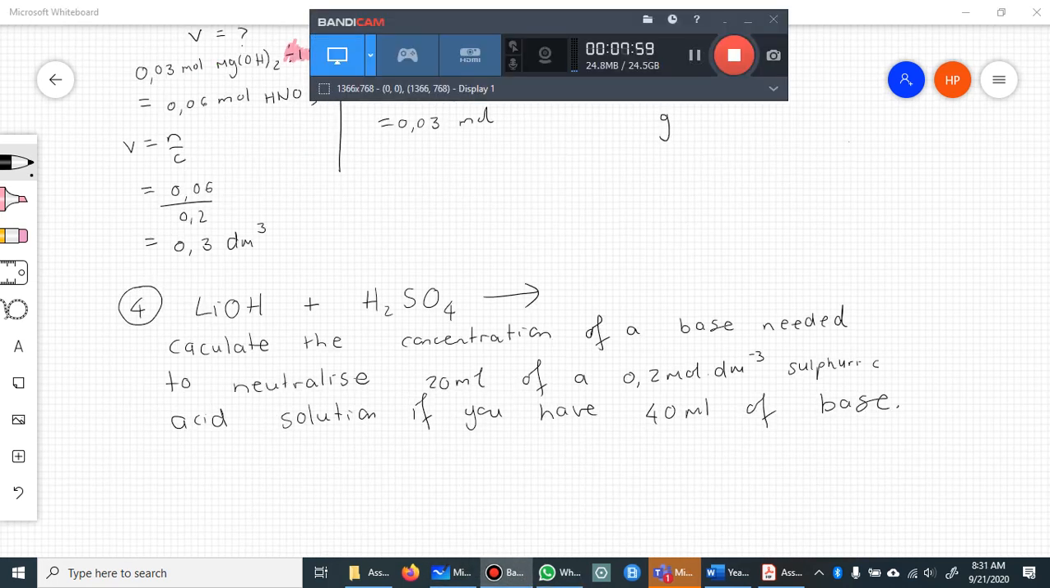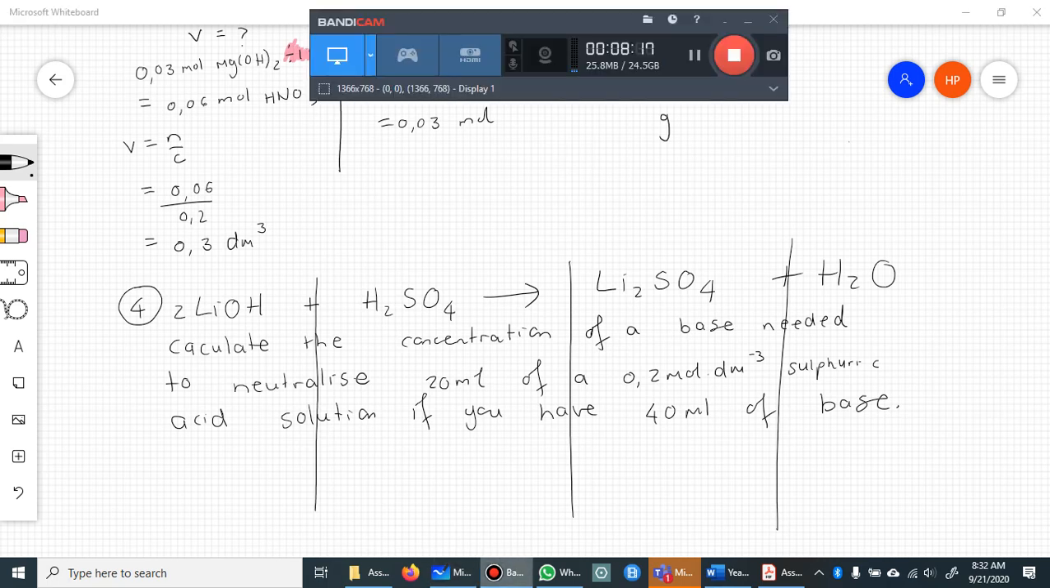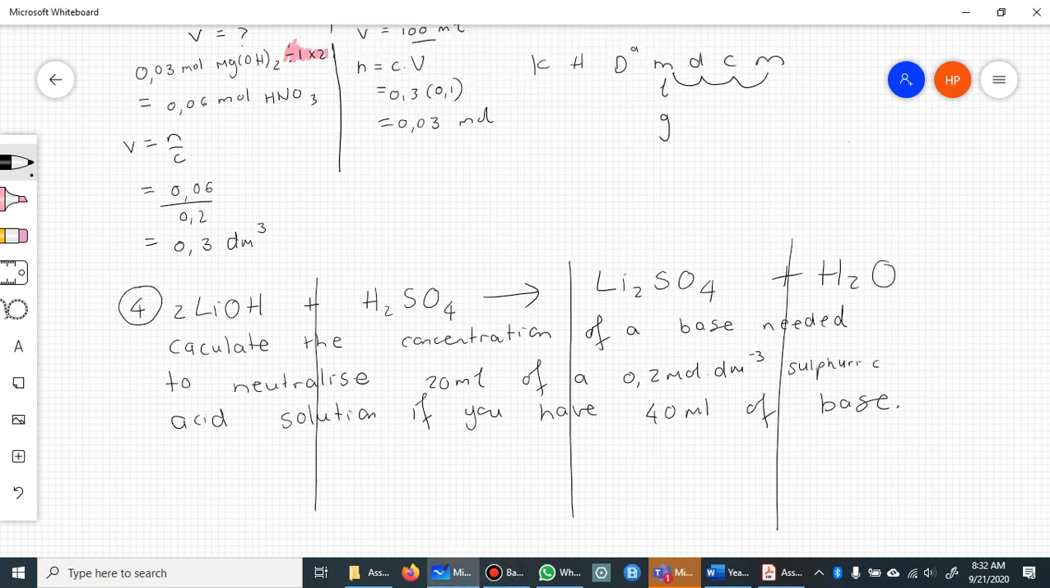So let's first write this into columns. Let's write down what forms here. So what's the salt in this case, guys? Li2SO4, nice, plus water. Then to balance, what did you guys do? 2 in front of the LiOH, and then 2 in front of the water. Nice. Then let's write this into columns.